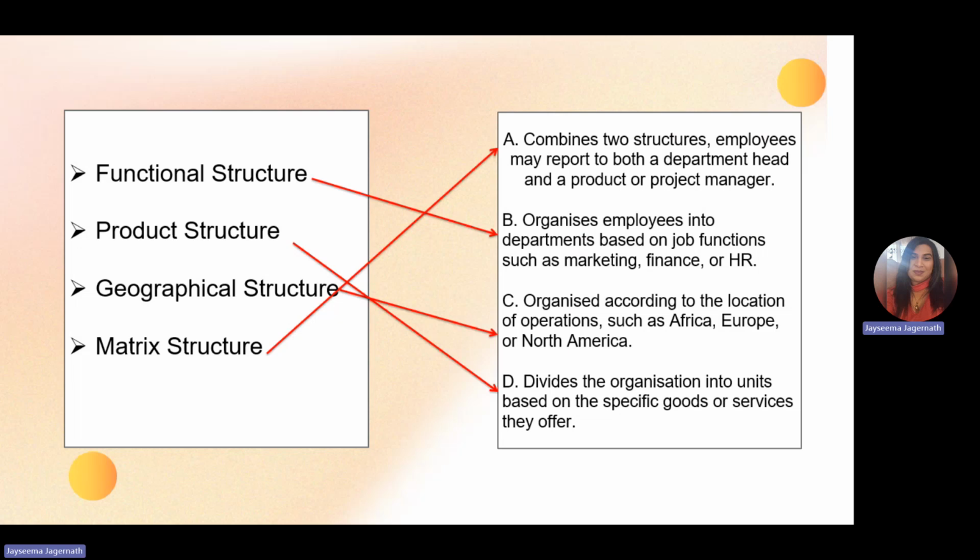And then a matrix structure is a little bit more complex. And this is where you have your normal functional structure, but there's an out of ordinary project that comes on. And so what happens here is to lead that project, you have a whole project team and a project manager. So for that duration of the project, employees do have a line manager that they report to, but they also take instructions from the project manager. Once that project is done, that team breaks up and everybody goes back to their original line managers.